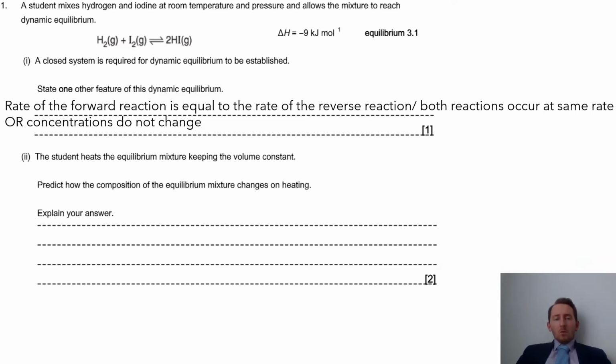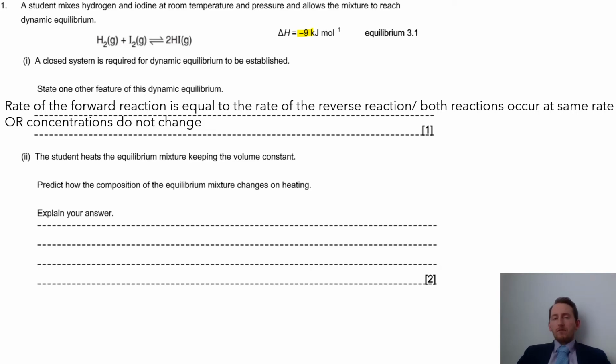Okay, next one, we're talking about heating the equilibrium mixture, and it's asking us how the equilibrium mixture is going to change upon heating. 2 marks. Now, when it comes to heating, you need to be aware of the delta H value. They'll most likely give you it, and if not, they might give you some other information. That tells us the forward reaction is exothermic because it has a negative value.